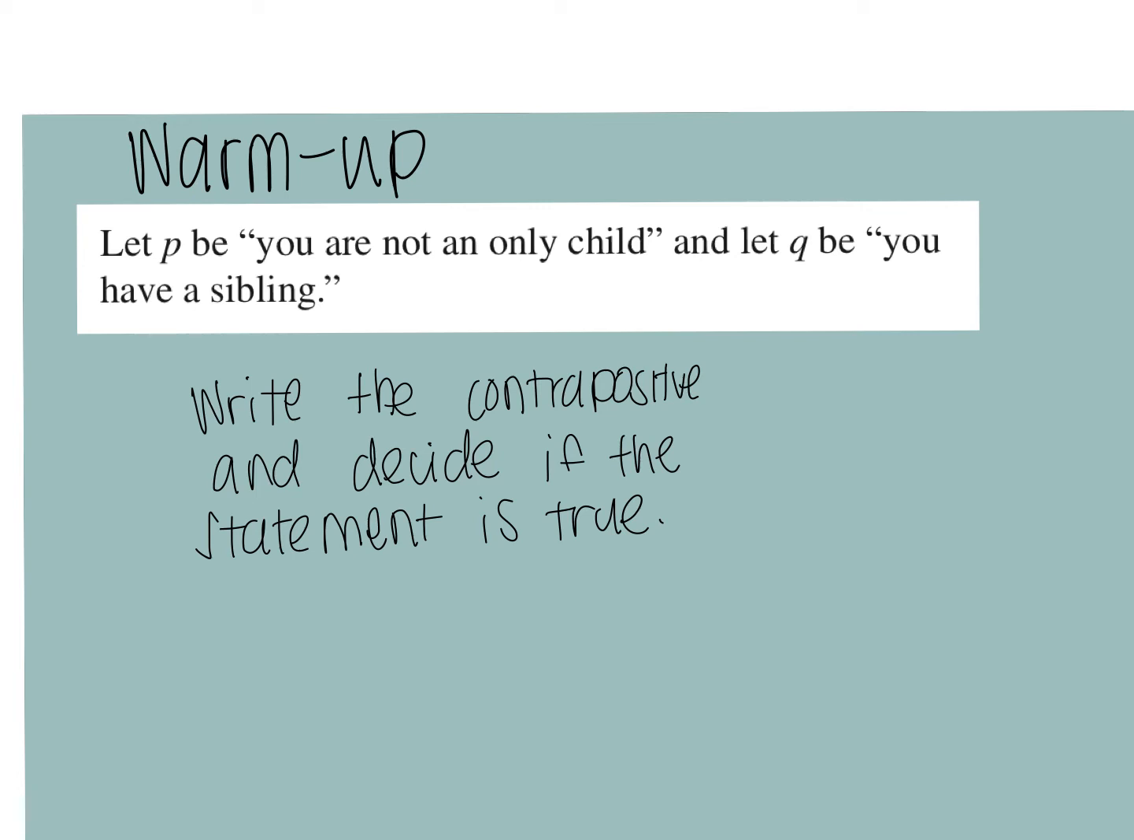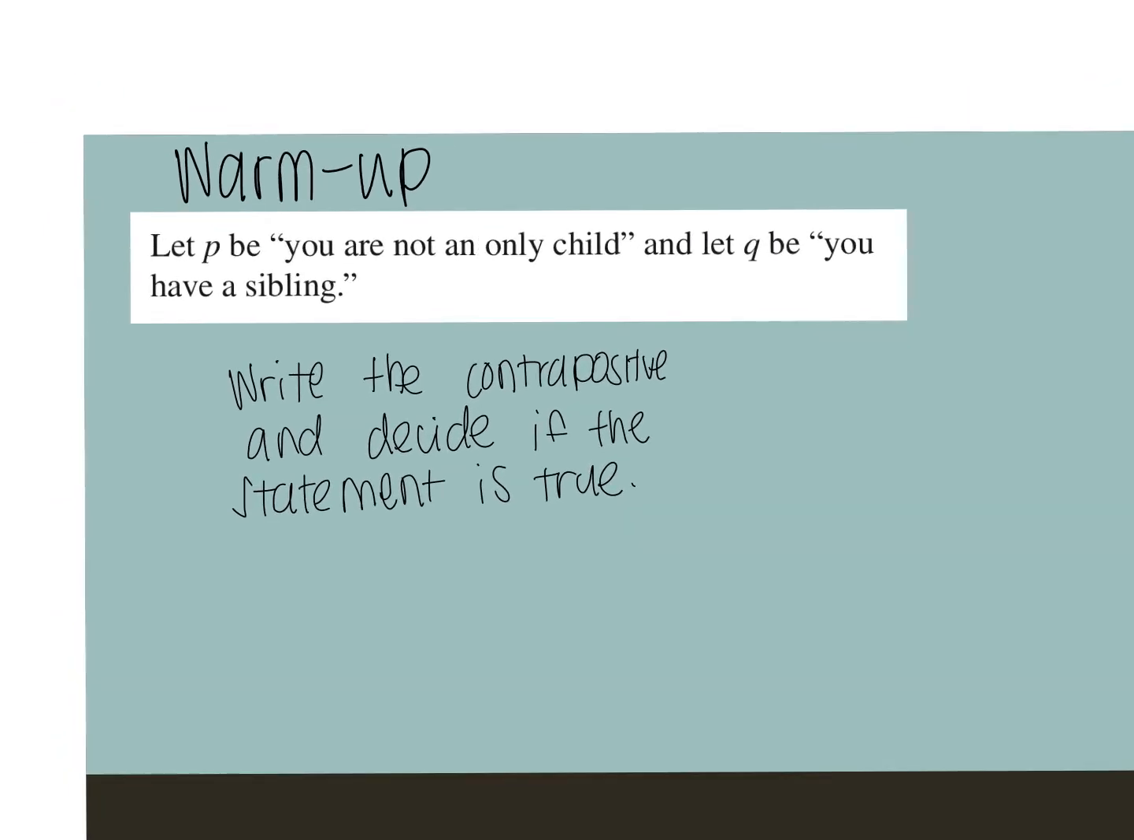Okay, so starting with the warm-up. If P means you are not an only child and Q means you have a sibling, what would the contrapositive be? Carson. If you do not have a sibling, then you are an only child. Very good. If you don't have a sibling, then you are an only child. Did we get this right?